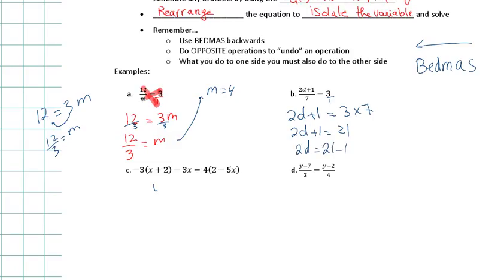What's after that? Divide both sides by 2, right? Because you want to get rid of that 2 times D. So it's going to be D equals 20 over 2, which is 10.